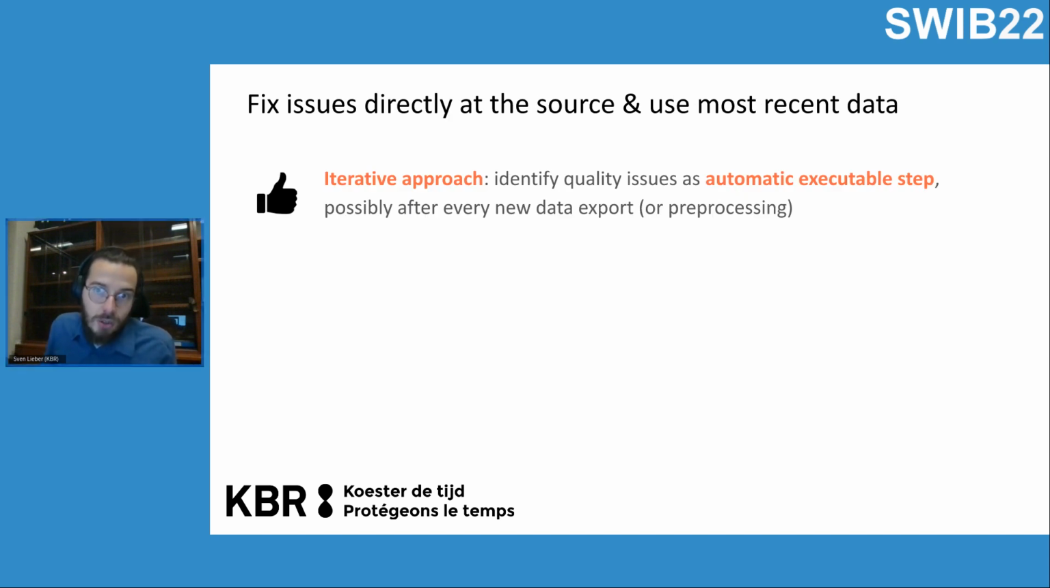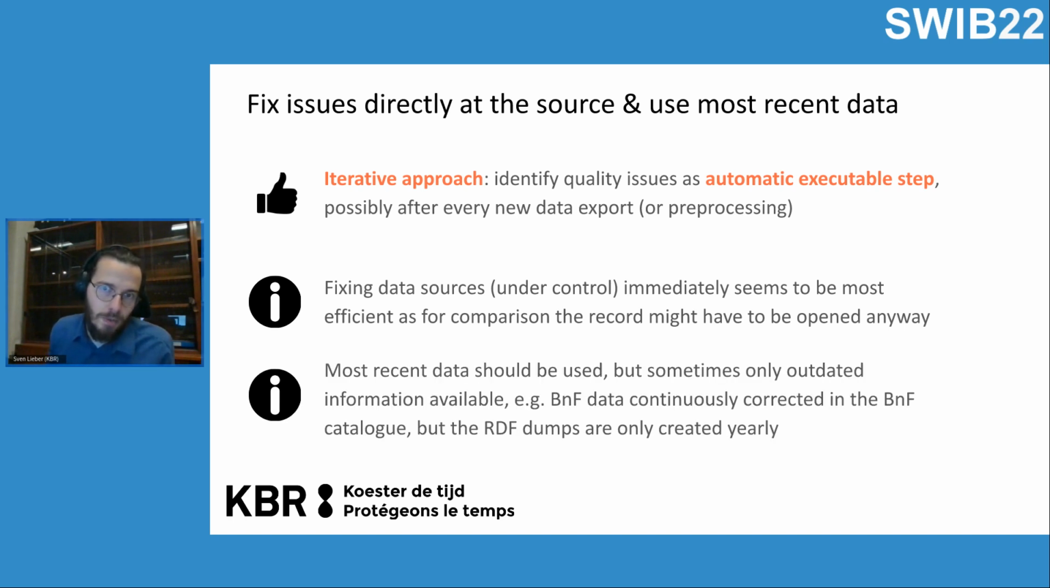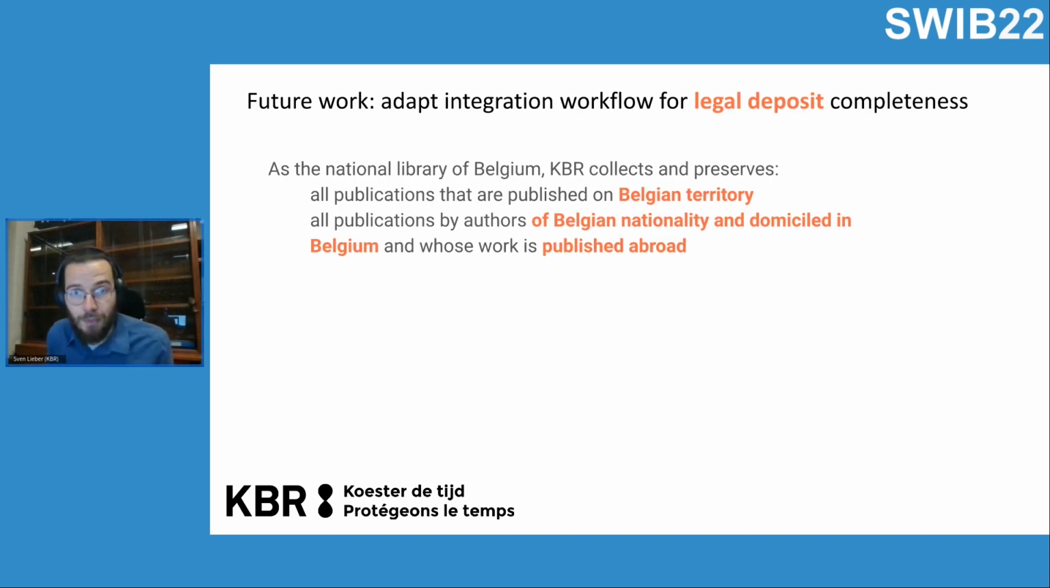And of course, fixing issues directly at the source. We use an iterative approach, so we can always let it run with new data. And we have seen that fixing it at the source often is quicker, especially if you are in control of the source, like in our catalog. But of course, you have to use the most recent data. The BNF data and the catalog, for instance, is always up to date, but the RDF dumps we are using, maybe not.